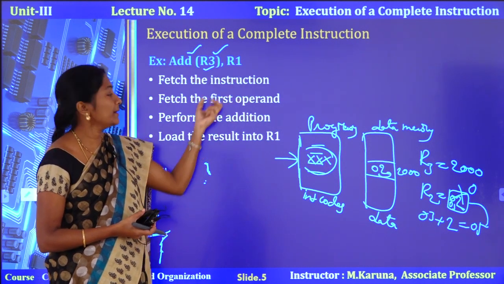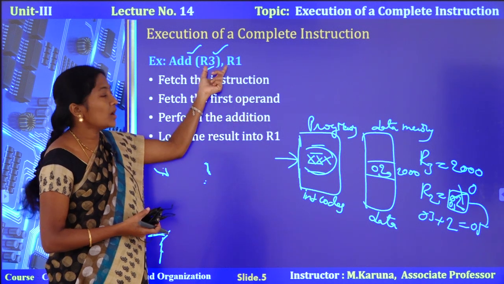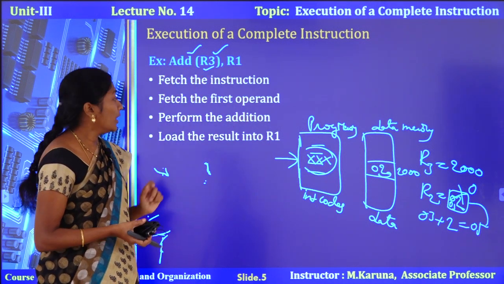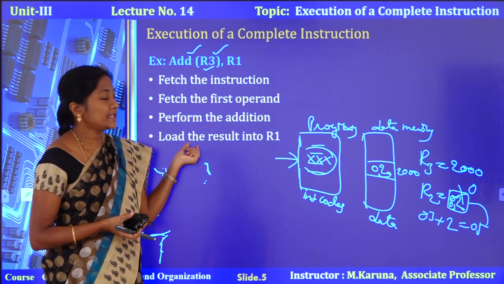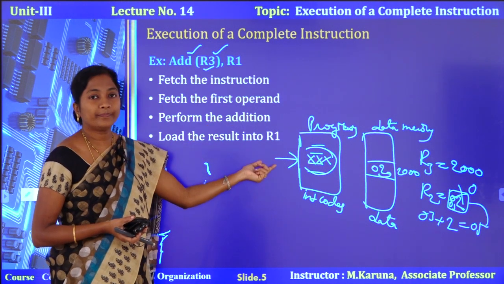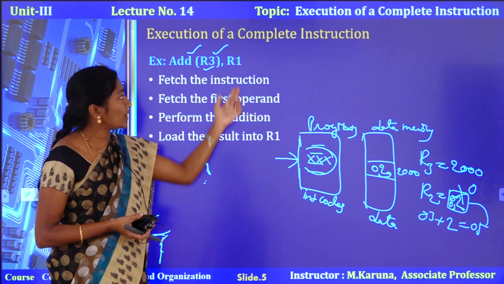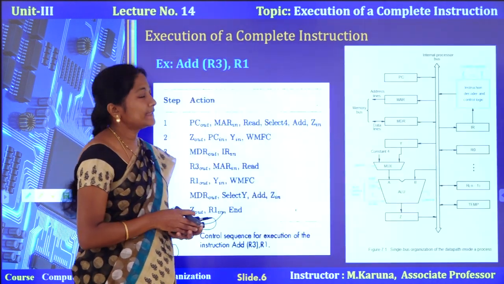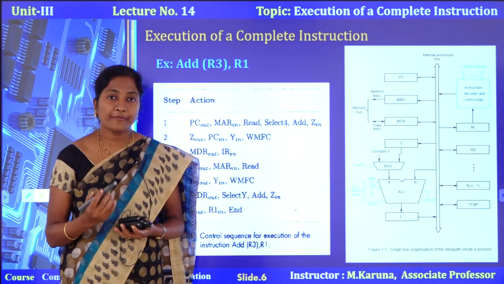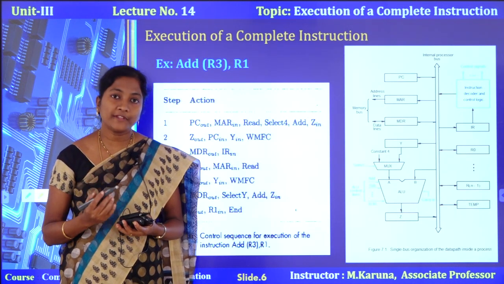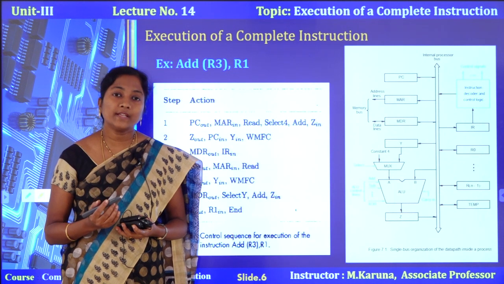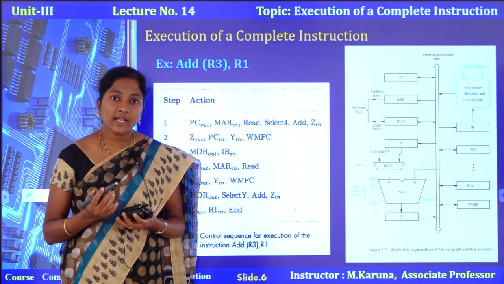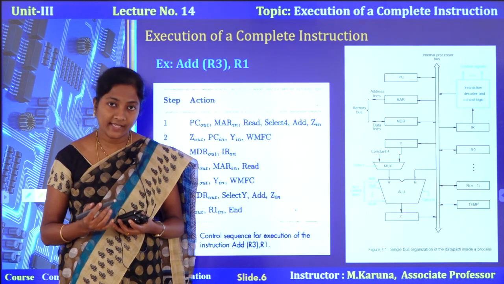After getting the data, processor performs the addition operation specified by the instruction. After performing the operation, the output will be stored in R1, because R1 is the destination. Now, let us see how processor performs the execution of the instruction, or we can say what complete control signals are required to execute one instruction.